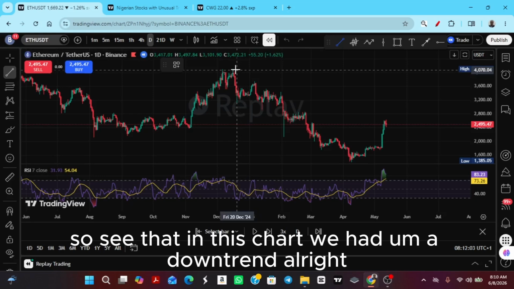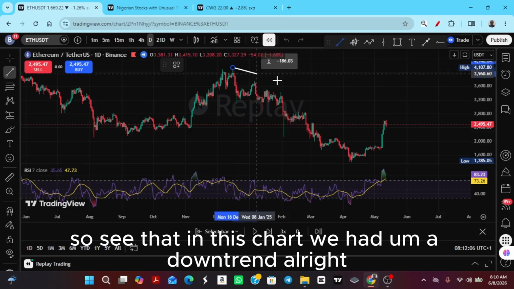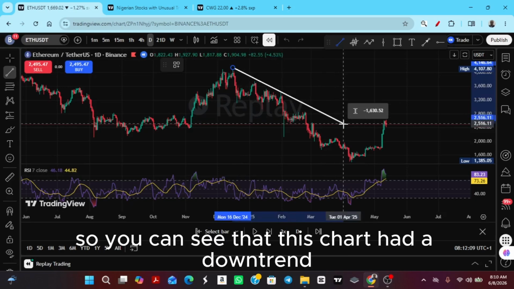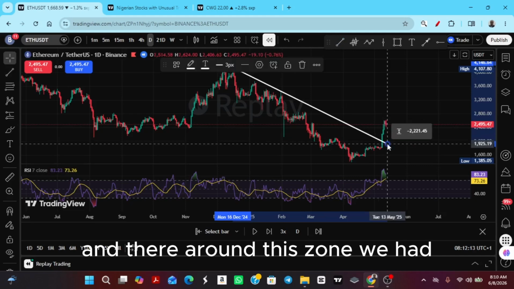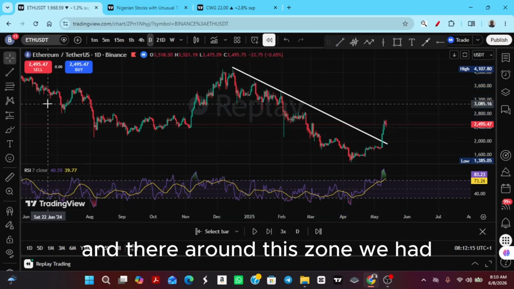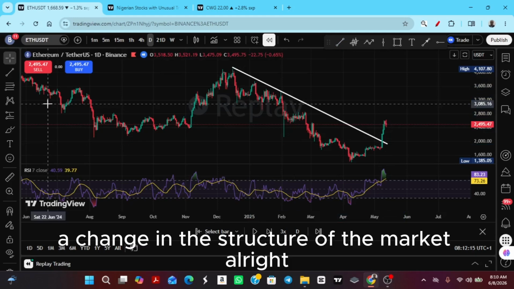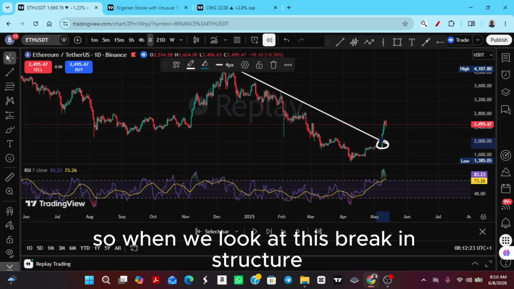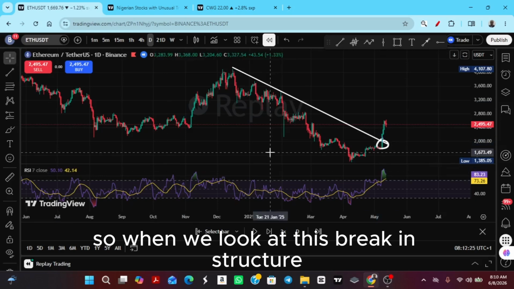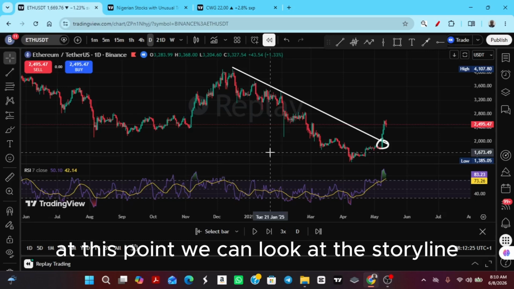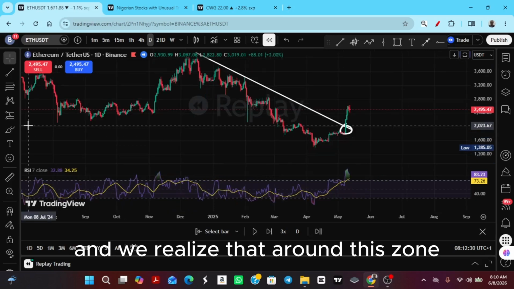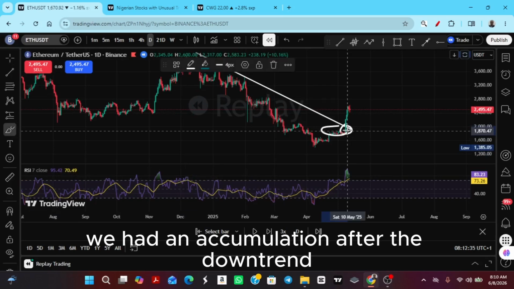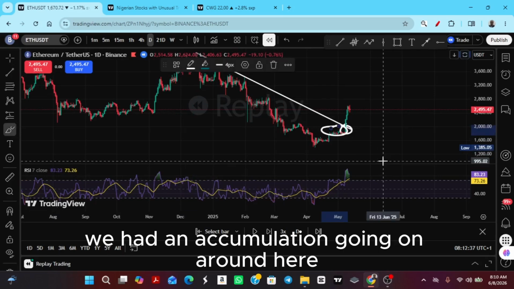So we'll see that in this chart we had a downtrend. You can see that this chart had a downtrend, and around this zone we had a change in the structure of the market. When we look at this break in structure at this point, we can look at the storyline and realize that around this zone we had an accumulation. After the downtrend, we had an accumulation going on around here.